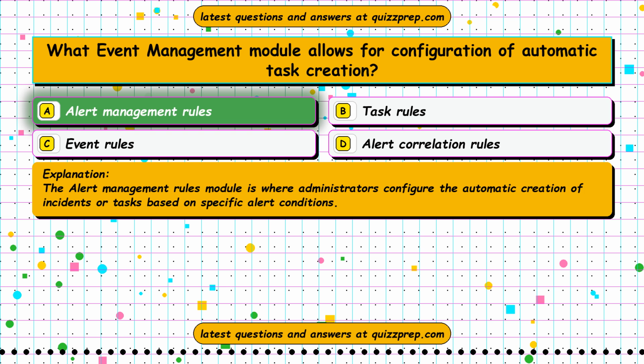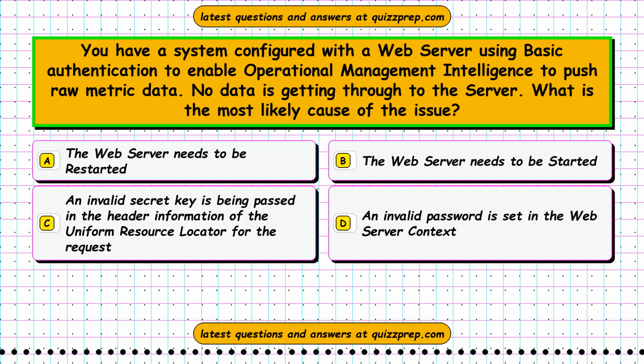Question 11. You have a system configured with a web server using basic authentication to enable operational management intelligence to push raw metric data. No data is getting through to the server. What is the most likely cause of the issue?